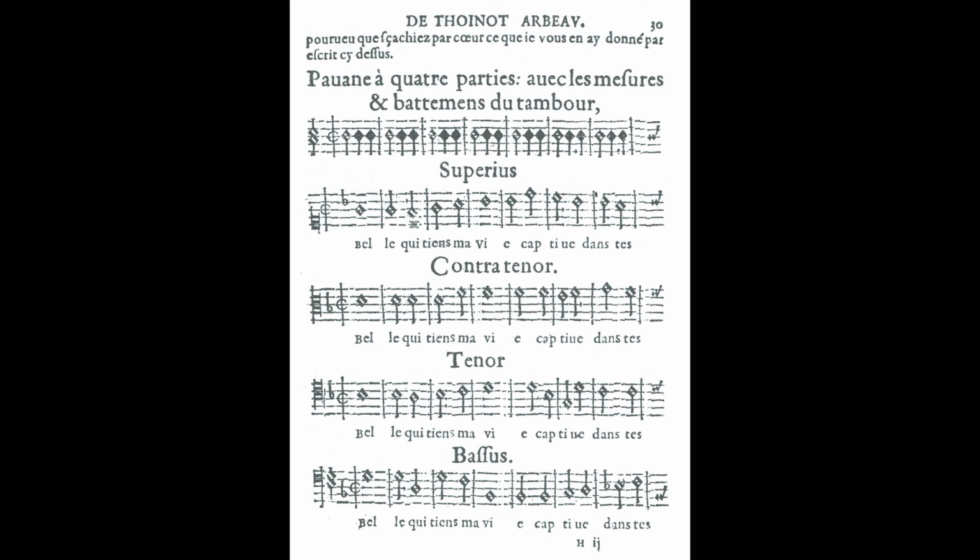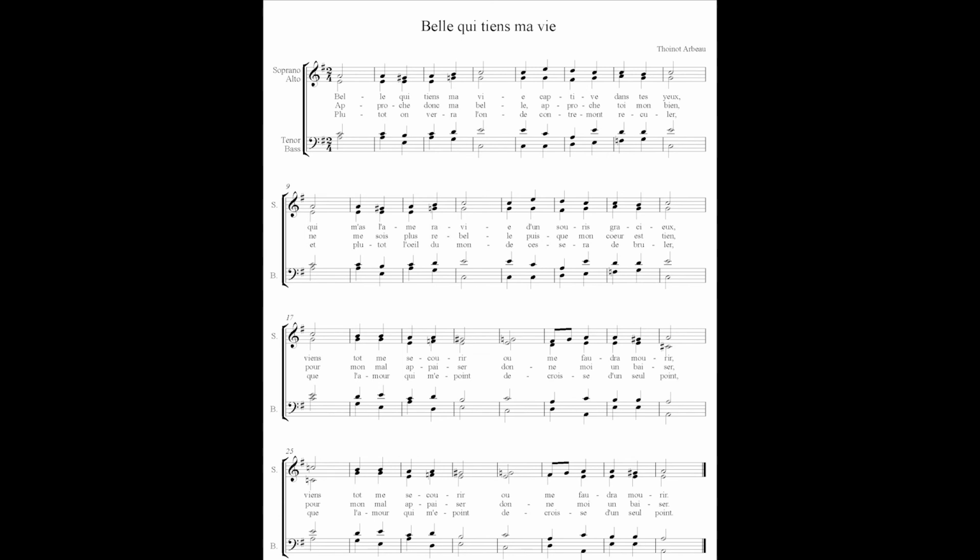Let's look at a transcription of the score and listen to a performance. We are performing 3 of the pavane's 7 verses, and following the practice of flexible performance, si placet, we'll do the first verse with soprano and lute, the second verse with soprano, tenor, and lute, and the third verse with all 4 voice parts and lute.